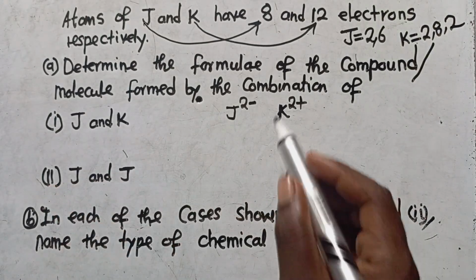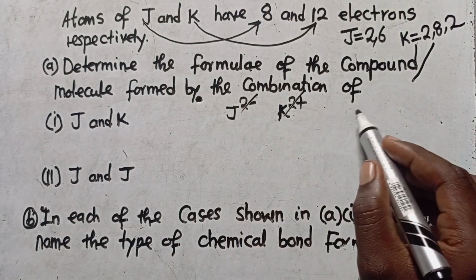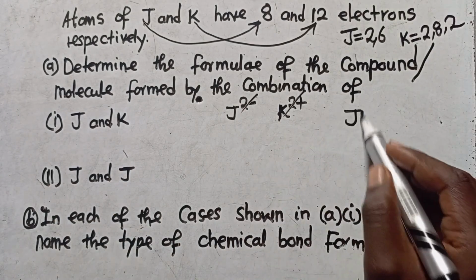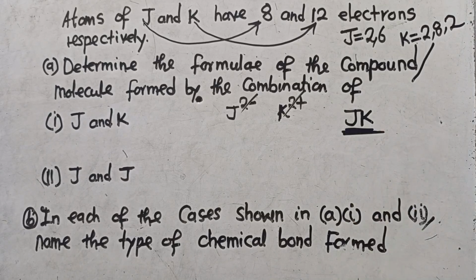When J and K combine, this 2 and that 2 will cancel out. We just combine them. We are just going to have J what? JK. So that is the answer. You're just going to have JK when J and K combine.